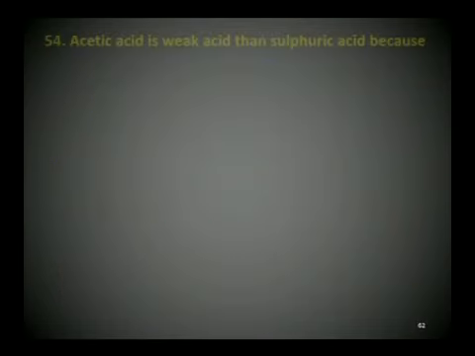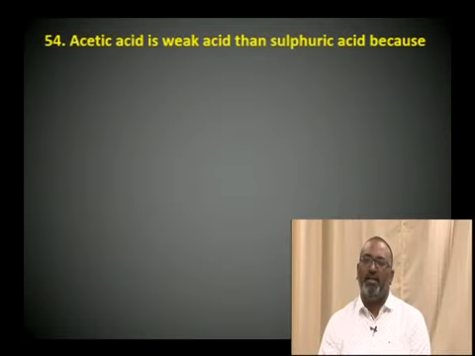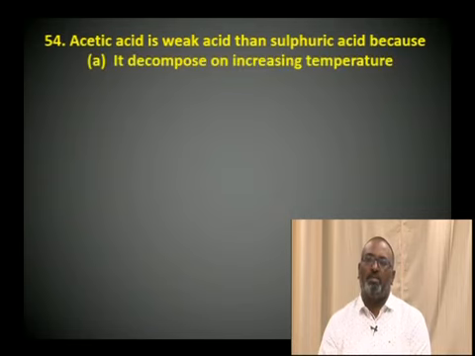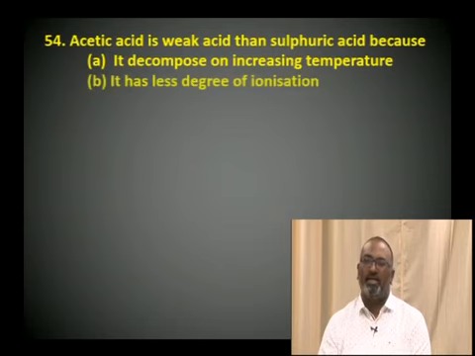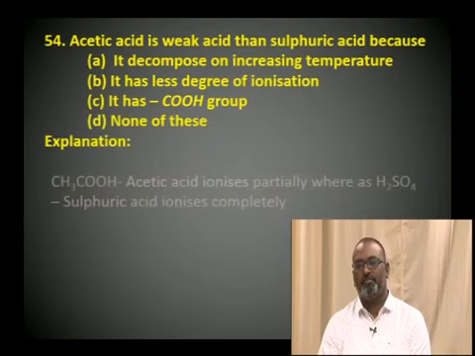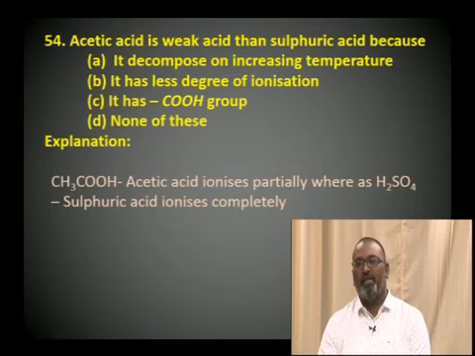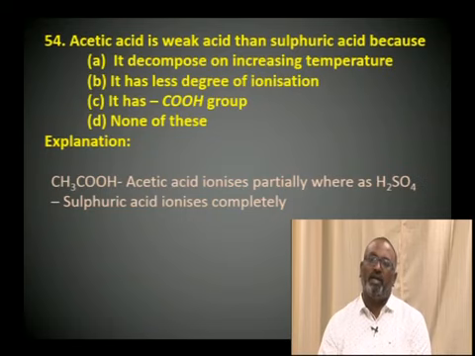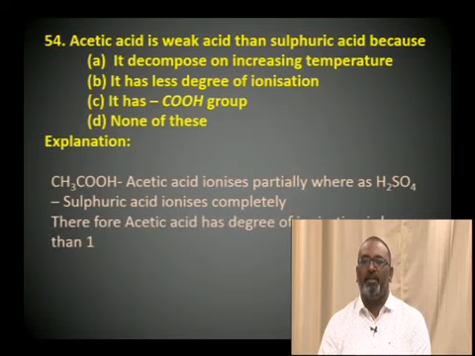Question number 54. Acetic acid is a weaker acid than sulfuric acid because it decomposes on increasing temperature, it has a less degree of ionization, it has a COOH group, or none of these. So acetic acid ionizes partially. As you know, acetic acid is a good example of a weak acid because it ionizes partially. Its ionization takes place slowly. Since its ionization is taking place slowly or partially, it is a weak acid.